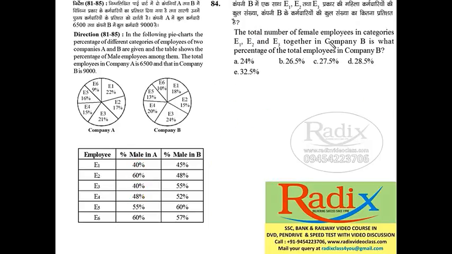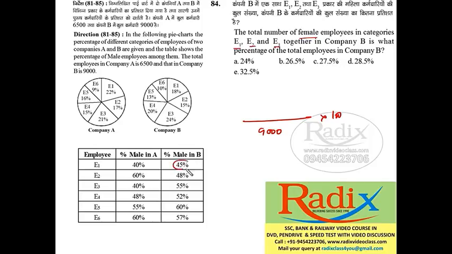The total number of female employees in categories E1, E2 and E3 together in company B is what percent of the total employees in company B? So female employees are asked in E1, E2, E3. See, total employee is 9,000 into 100, and we have to calculate female employees in E1, E2, E3 in B.